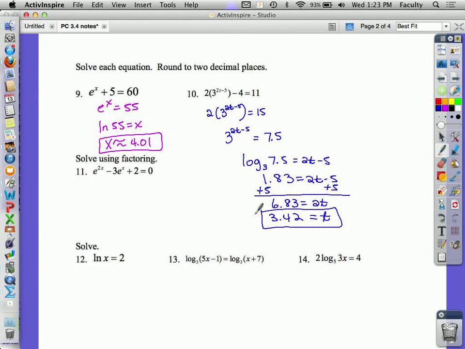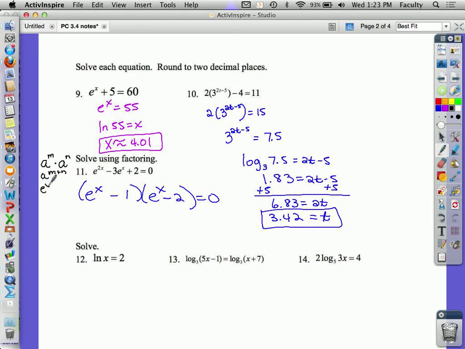It says solve using factoring. Okay, it's e to the 2x minus 3 e to the x plus 2 equals 0. And I don't know if you remember this type from last year or not, but let me go ahead and set it up and then work backwards to explain how I did what I did. I need to refresh your memory from an exponent property that says if you take a to the m times a to the n, that's a to the m plus n power, right? You know that back from Algebra 1.